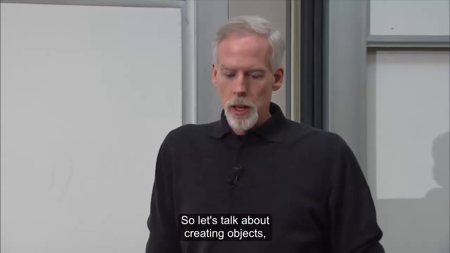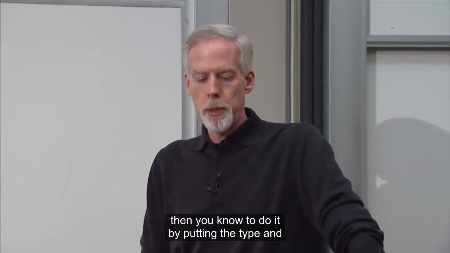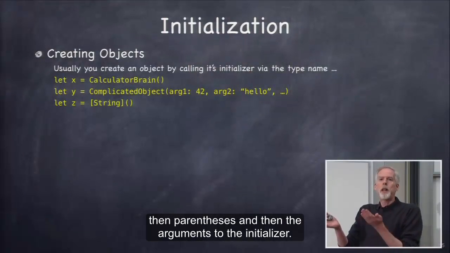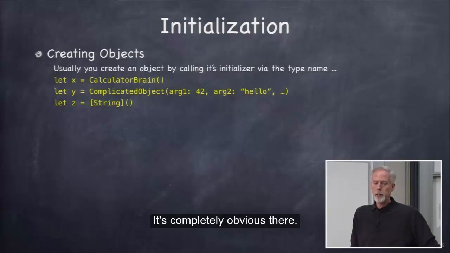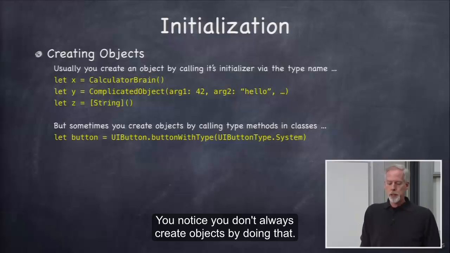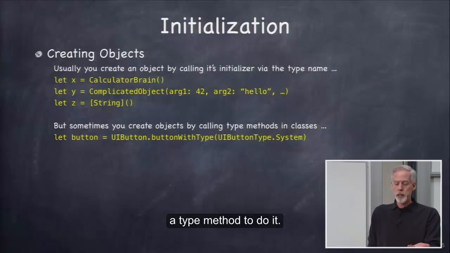Okay, so let's talk about creating objects then. You know to do it by putting the type and then parentheses and then the arguments to the initializer. Okay, it's completely obvious there. You notice you don't always create objects by doing that. Sometimes you will ask a class method or a type method to do it.